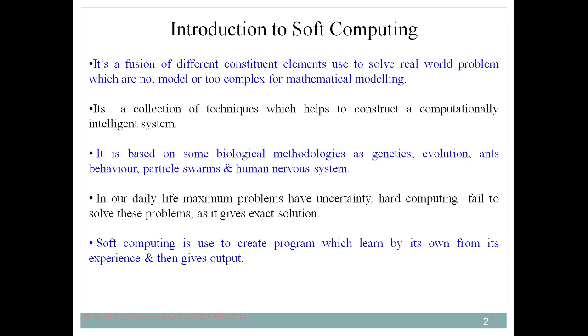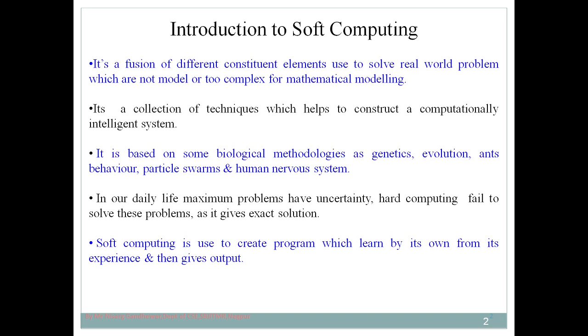We have just seen that hard computing makes use of Boolean logic, and Boolean logic can give an exact answer only. So soft computing is used to create a program which learns on its own from its experience. See, the learning ability is very important. In machine learning, we try to give learning ability to the machine. What is machine learning? Machine learning is nothing but the ability of a machine to learn on its own, without any human intervention.